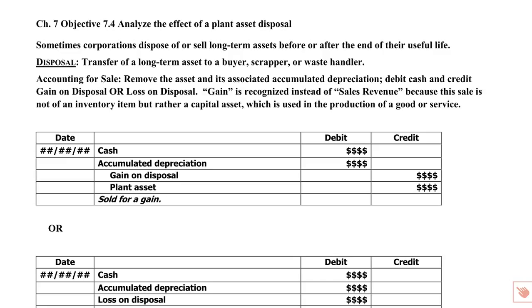All right, so far we talked about the components of cost that go into a long-term asset. We talked about different depreciation methods. We talked about partial year and change in estimate of useful life. Now we're going to talk about when you get rid of a property, plant, and equipment.